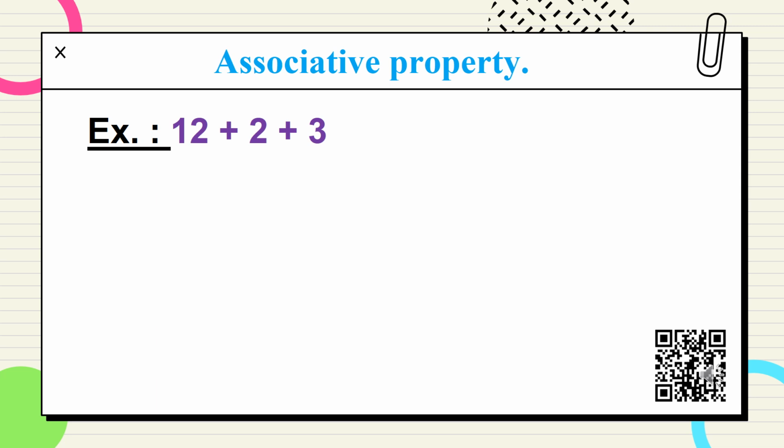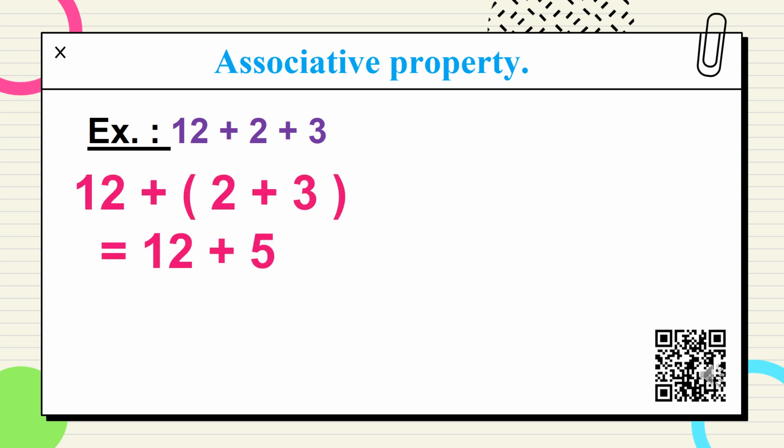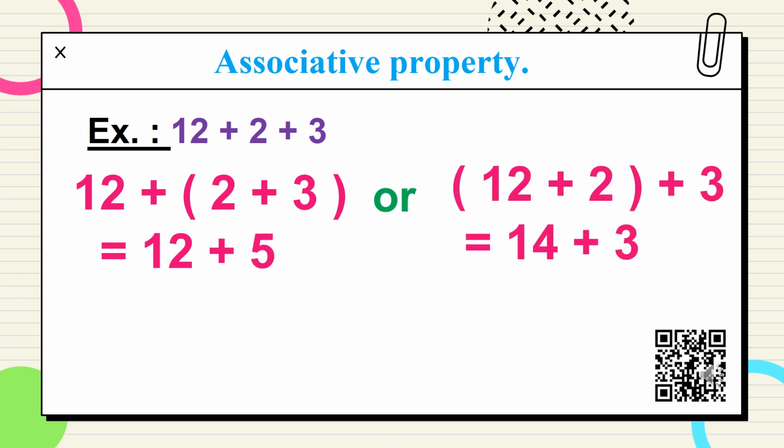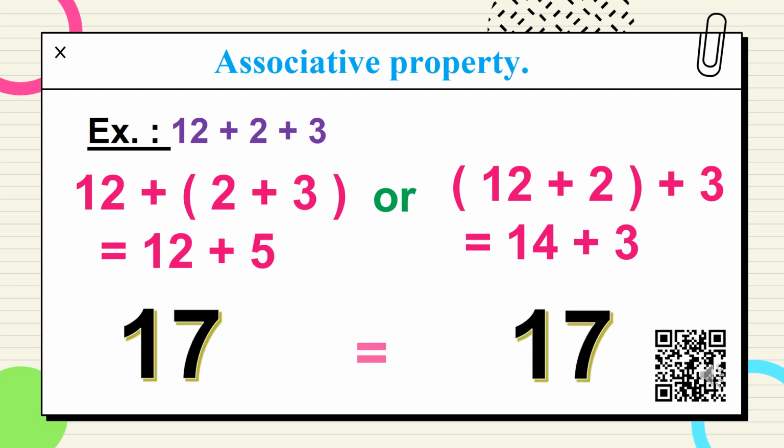So we can take 12 plus open parentheses 2 plus 3. So we must finish parentheses first. 2 plus 3 equals 5. So we can also say 12 plus 2 inside the parentheses plus 3. 12 plus 2 equals 14 plus 3. The sum here equals the sum here. 17 equals the other side 17.